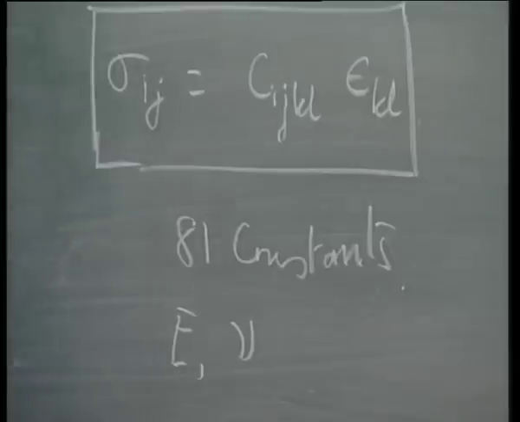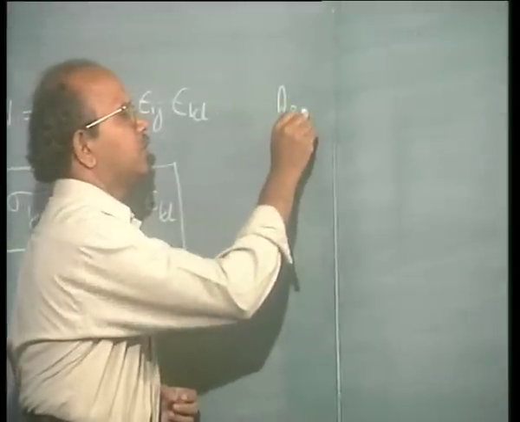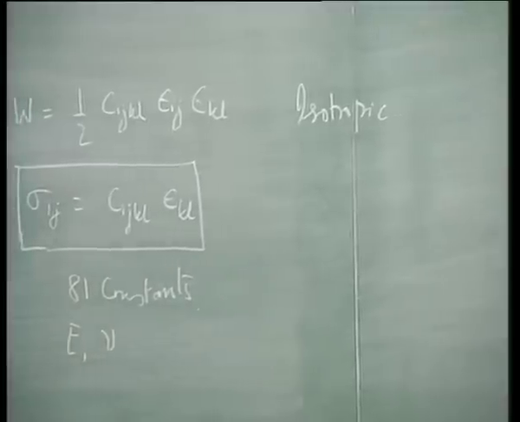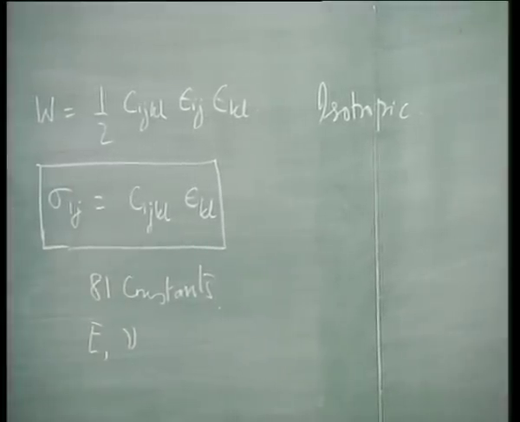Isotropic. Okay. Yes. So, isotropic homogeneous material. What do you mean by isotropic material? Yes, properties are same in all directions.